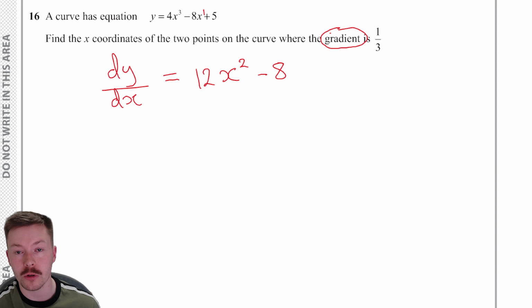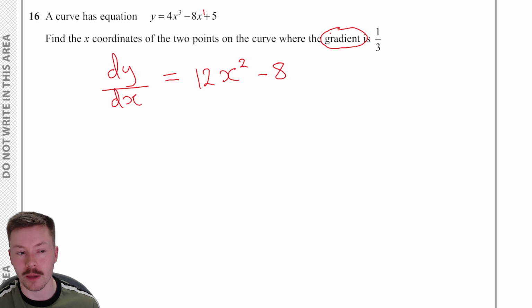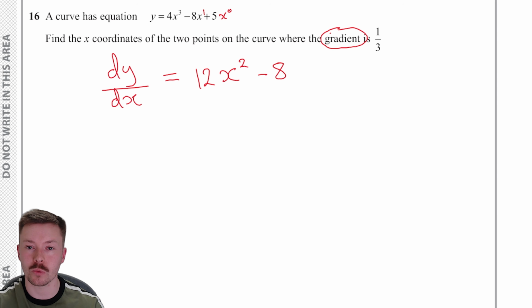And the constant term 5 is just going to disappear. And if you want to know a reason for that, well, that's 5x to the power of 0. 0 comes down the front. 0 times 5 is 0. x to the minus 1. 0 times anything is 0, so it's gone. So this is our gradient function. This is our function to work out the gradient at any x value on the curve.